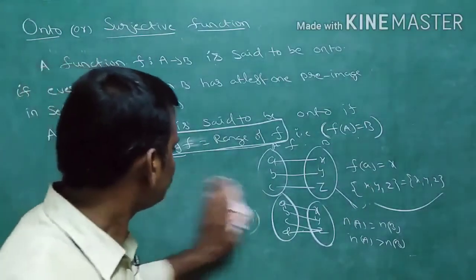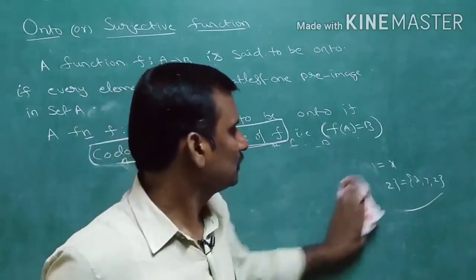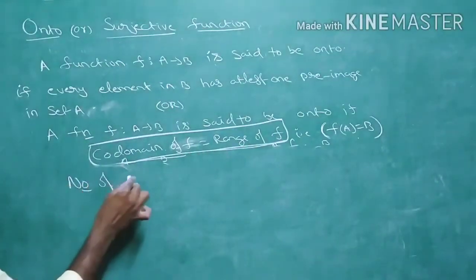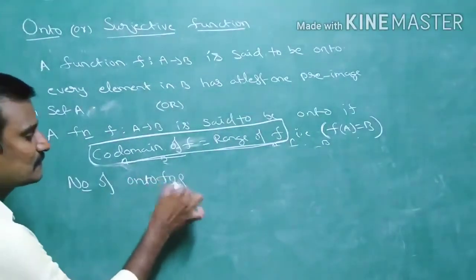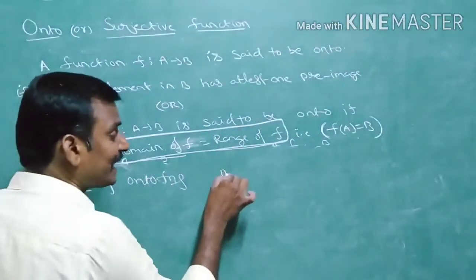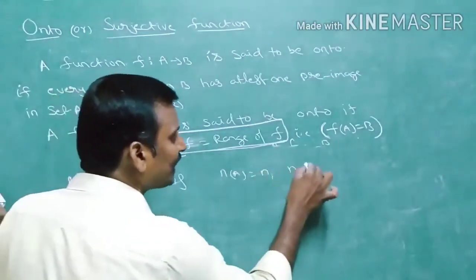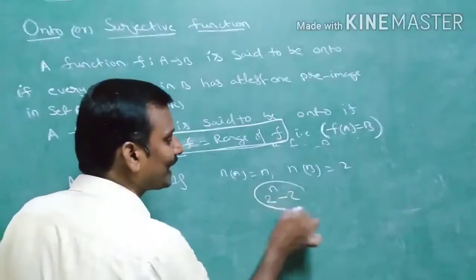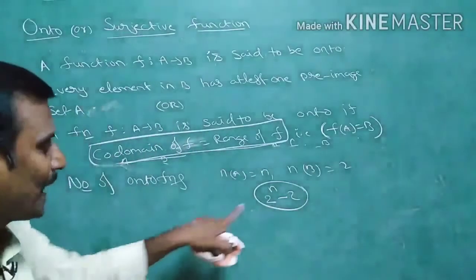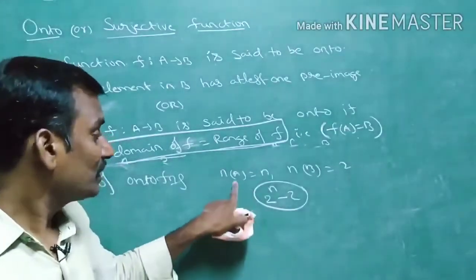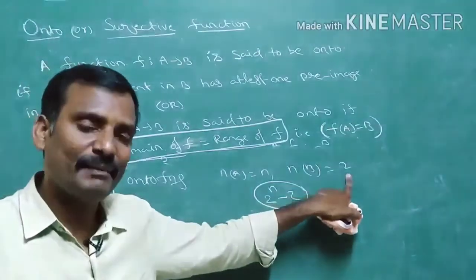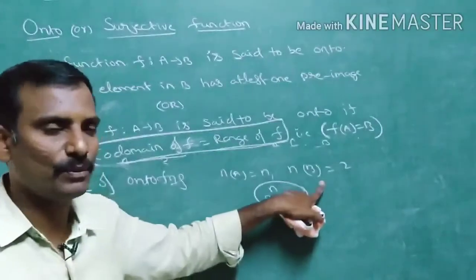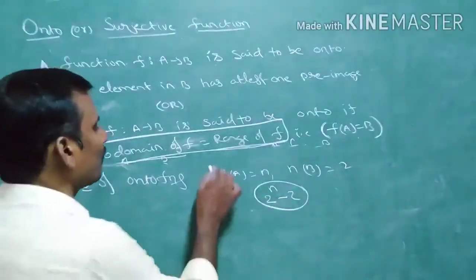Next, number of onto functions. If set A is containing n elements and set B containing 2 elements, number of onto functions is equal to 2 power n minus 2. Next, n of b containing m elements. I will discuss this formula in objective form. So you should remember this formula.